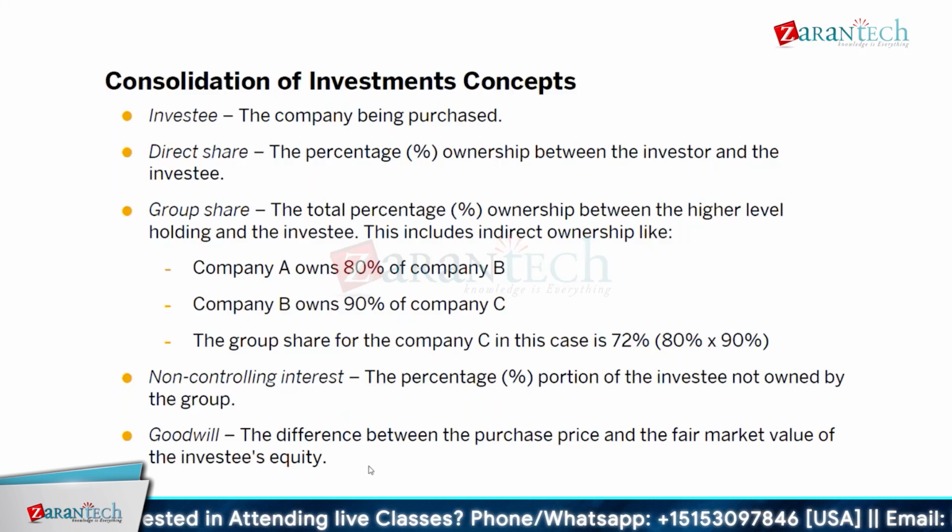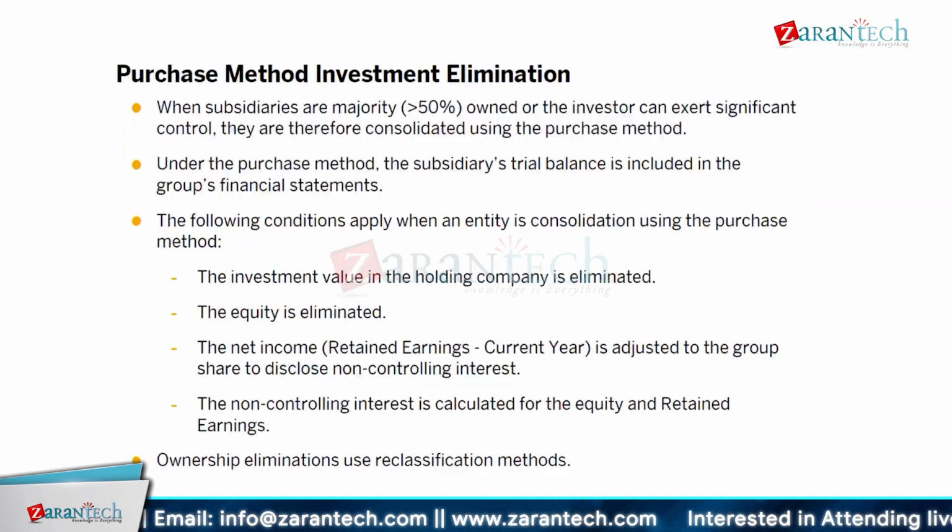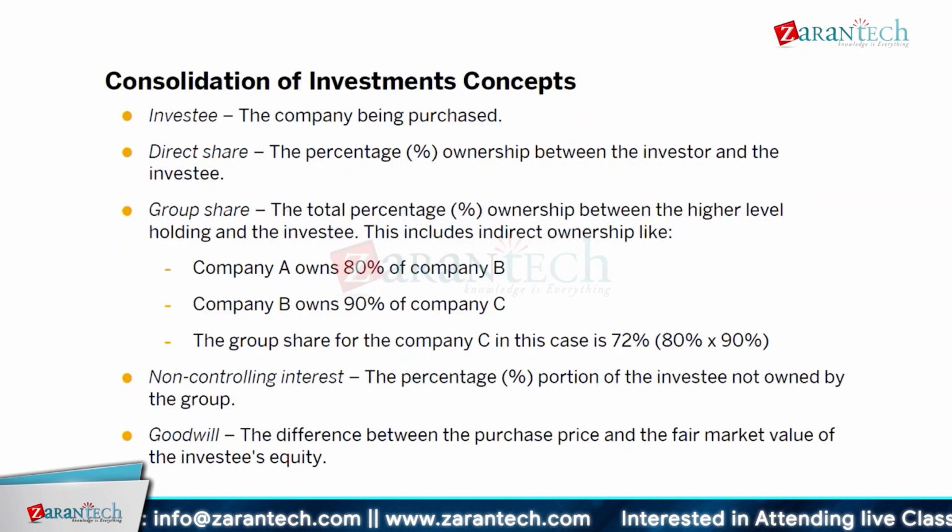Goodwill, you all know the term. The difference between the purchase price and the fair market value of the investee equity. For example, I invested 100 rupees and I got 80 rupees equity. What is the difference? 20 is goodwill, because my investment is 100, but I got an equity of 80. That remaining 20 is my goodwill. Any doubt in this part?